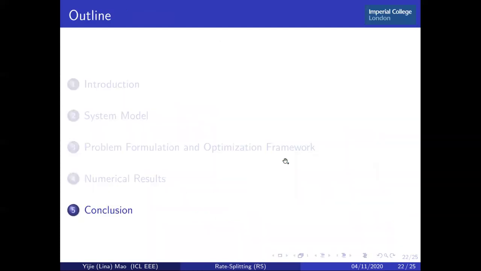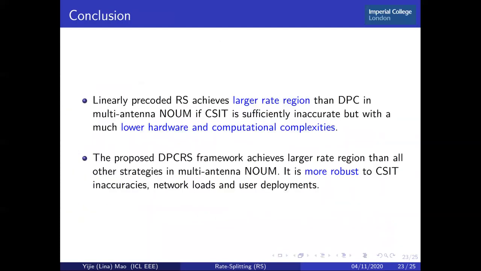Therefore, we can draw the conclusion of this work. We first show that linearly precoded rate splitting is able to outperform the conventional dirty paper coding assisted strategy if CSIT is sufficiently inaccurate. At the same time, linearly precoded rate splitting has a much lower hardware and computational complexity compared with DPC. Secondly, we show that the proposed DPCRS works well in multi-antenna non-orthogonal unicast and multicast transmission. It outperforms all the conventional strategies and is more robust to CSIT inaccuracy, network loads, and user deployments.